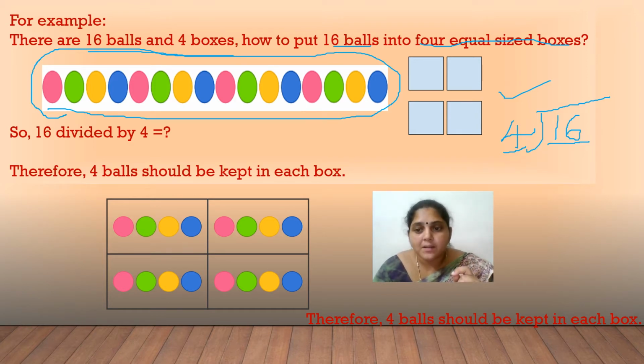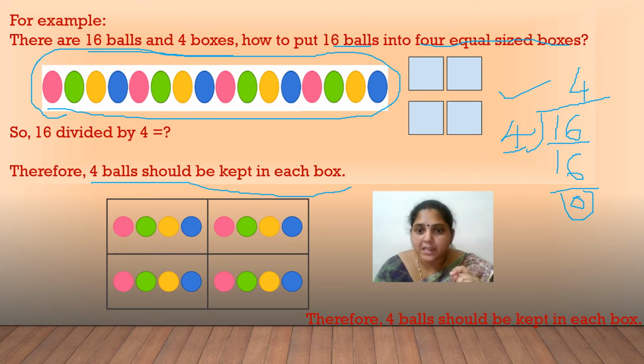In the 4 table, how many times do you find 16? 4 ones are 4, 4 twos are 8, 4 threes are 12, 4 fours are 16. So 4 into 4 is 16. Now you got remainder 0 here, right? Then in each group you can put 4 balls, so that you get equal balls in all the boxes. Therefore, 4 balls should be kept in each box.